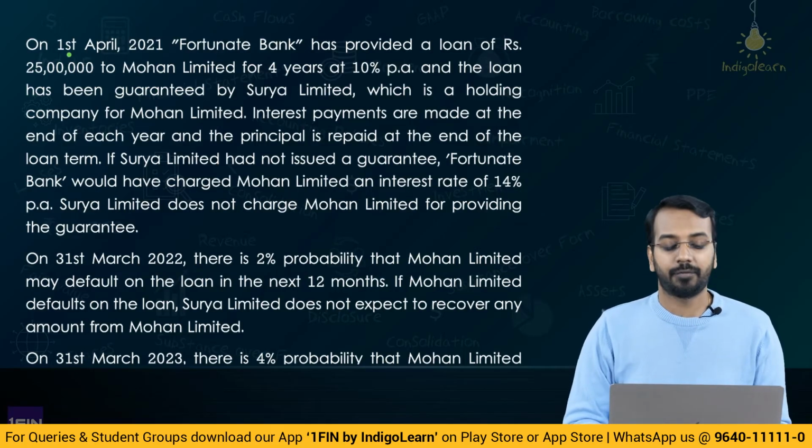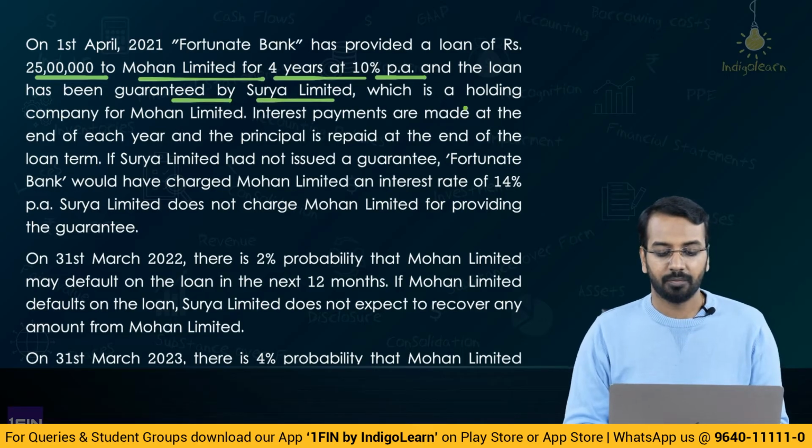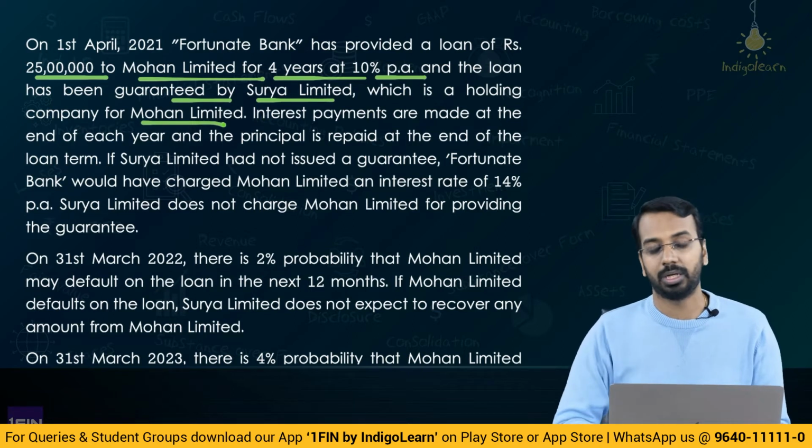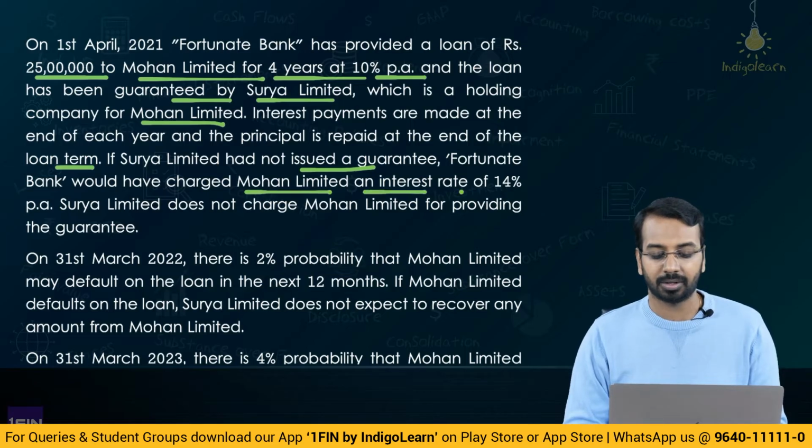this question. On 1st of April of 21, Fortunate Bank has provided a loan of 25 lakhs to Mohan Limited for 4 years at 10% per annum, and the loan has been guaranteed by Surya Limited, which is a holding company for Mohan Limited. So Surya Limited is the parent company of Mohan Limited. Interest payments are made at the end of each year and the principal is repaid at the end of the loan term. If Surya Limited had not issued a guarantee, Fortunate Bank would have charged Mohan Limited an interest rate of 14%. Surya Limited does not charge Mohan Limited for providing the guarantee.